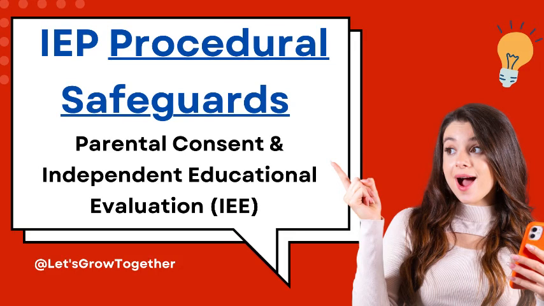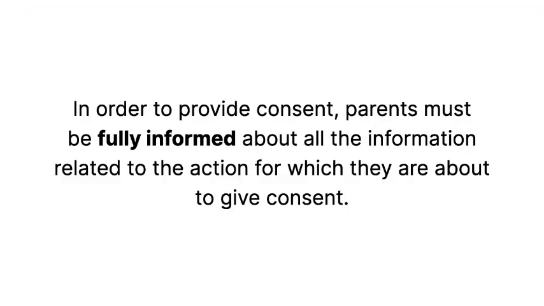In this lesson, we're going to cover everything you need to know about consent as it's described in the procedural safeguards or parents' rights. Before we get into specific information about parental consent, let's start with the definition. You'll see that parent consent has 4 parts to its definition. In order to provide consent, parents must be fully informed about all of the information related to the action for which you're about to give consent.